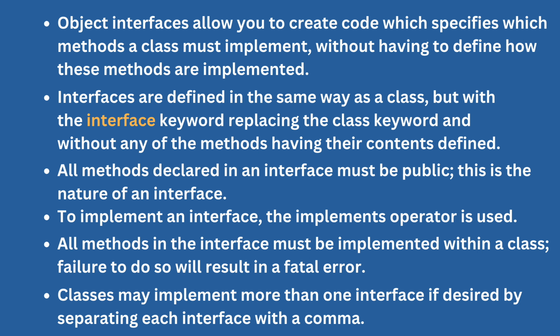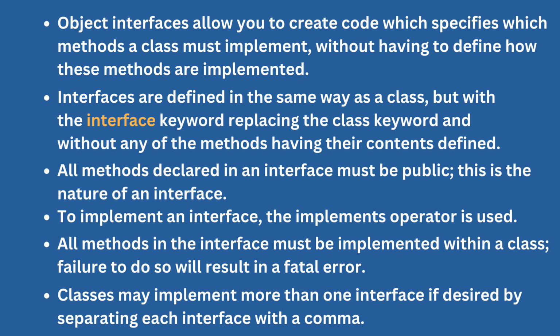All methods declared in the interface must be public. This is the nature of the interface. To implement an interface, the implements operator is used. Clear? All methods in the interface must be implemented within a class. Failure to do so will result in a fatal error. Like if you have an interface and 5 methods declared there, and a class implements that interface, all 5 should be implemented.